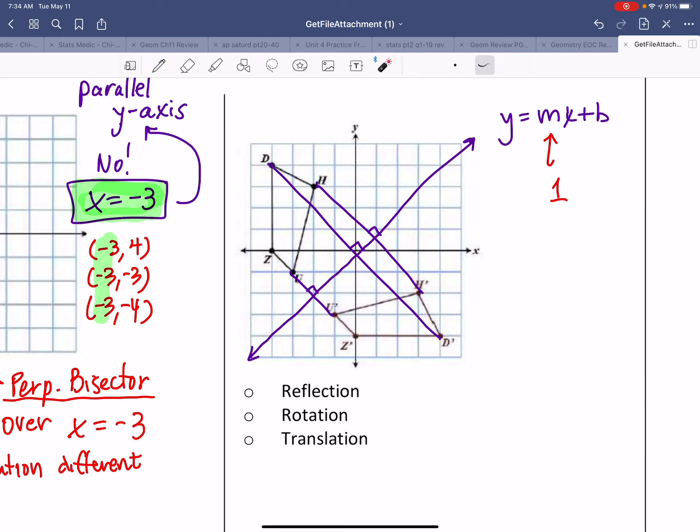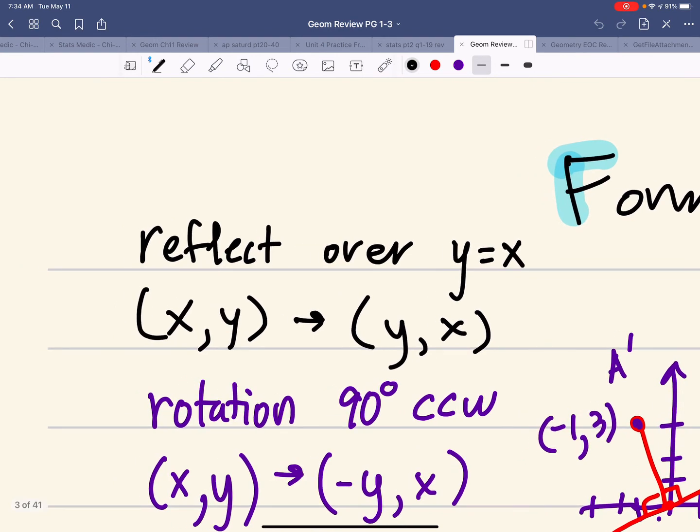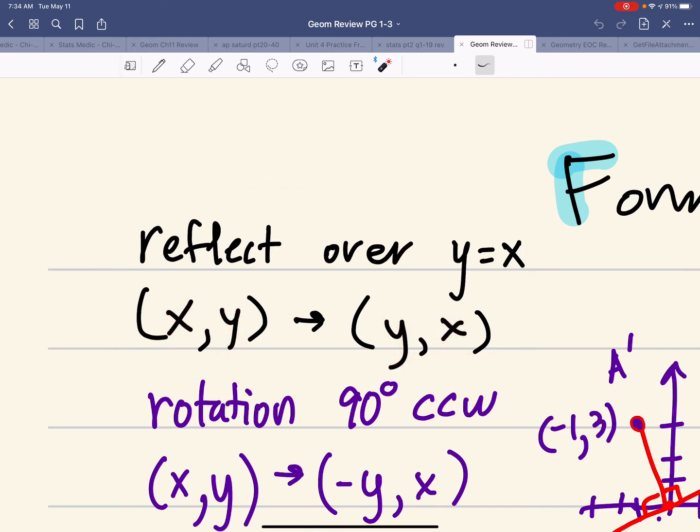When we look at our intercept, where does this line cross the y-axis? It crosses it at the origin. So our formula for this line has to be y is equal to 1x plus 0, or just y is equal to 1x, or just y equals x. And that was on my formula sheet from page 1, 2, and 3. So if I look back on my formula sheet, when I reflect over y equals x, I notice that they just swap spots.